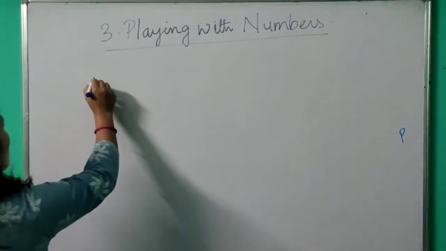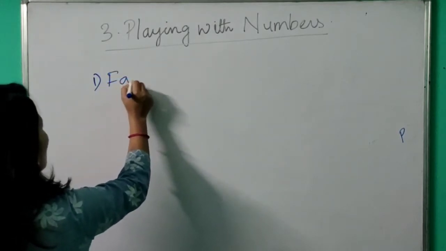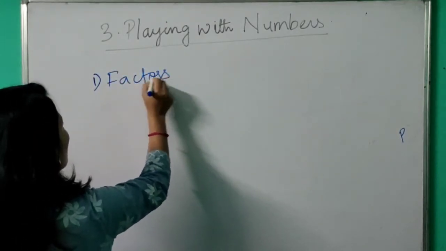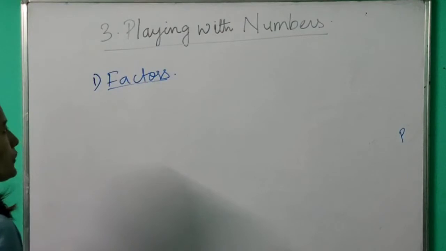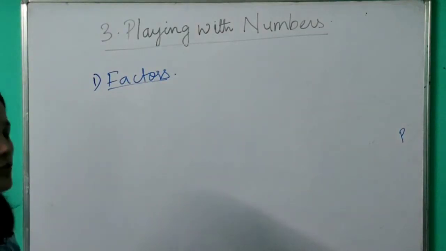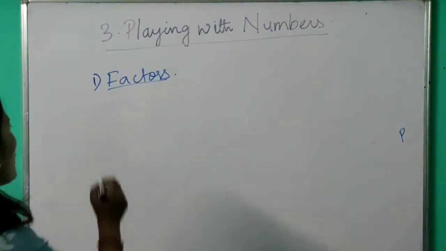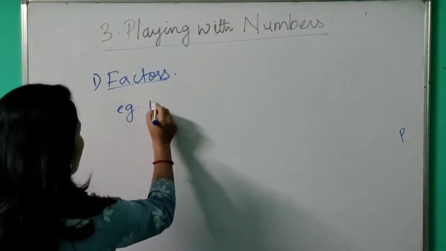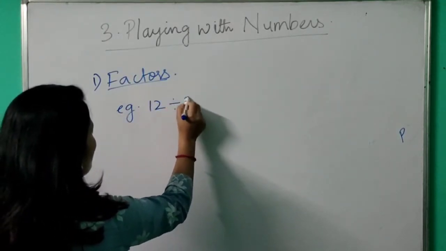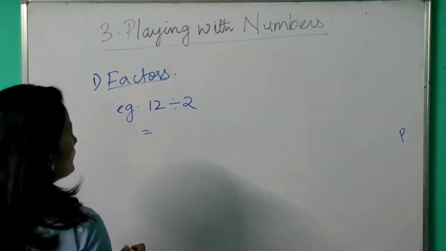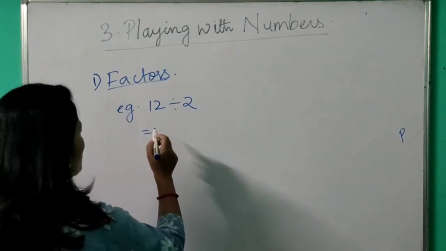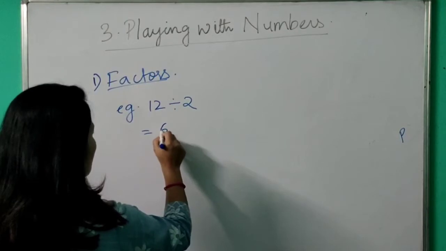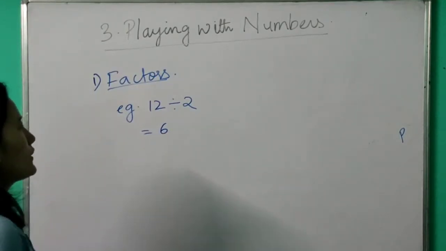Like first comes your factors. Now what do you mean by factors? In order to understand what a factor means, let us see an example. If 12 is divided by 2, what would be the answer? You would get quotient as 6. 6 twos are 12, right?